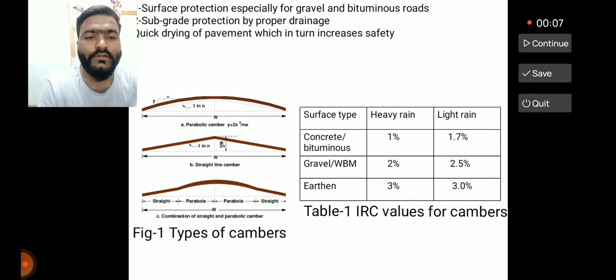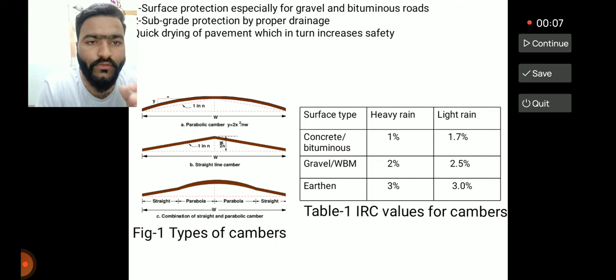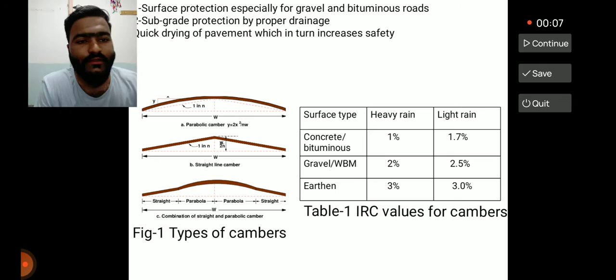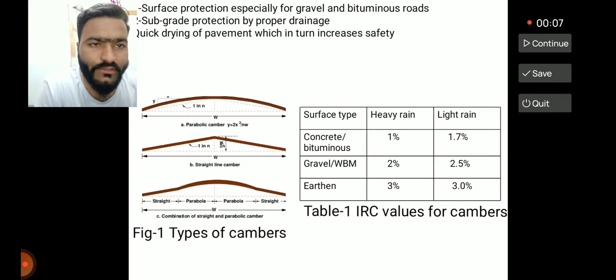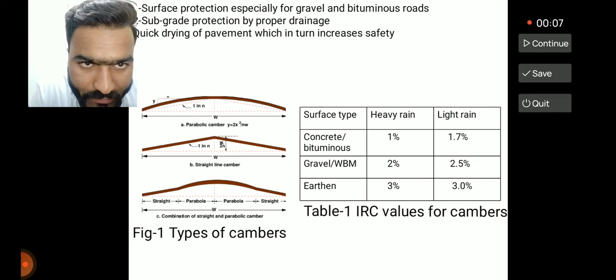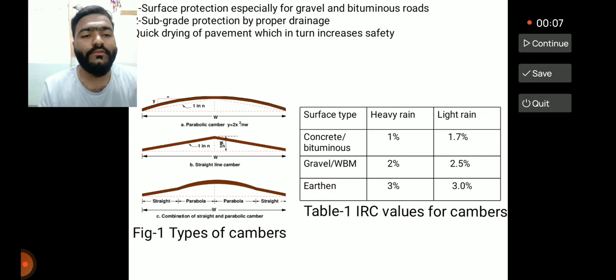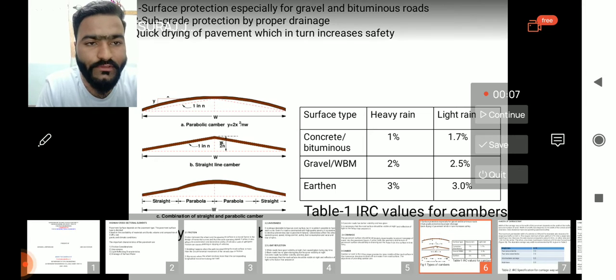Then here are some types of cambers and IRC values of cambers. So here you can see surface type, heavy rain, light rain. Concrete bituminous, 1% heavy rain, light rain is 1.7. Gravel, 2% of heavy rain and light rain of 2.5%. Earthen has a heavy rain of 3%, then 3.0% of light rain. So here you can see some more types of cambers: parabolic camber, straight line camber, combination of straight and parabolic camber.